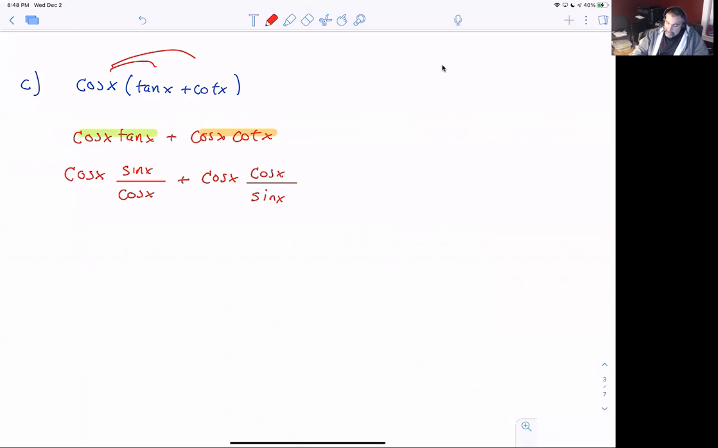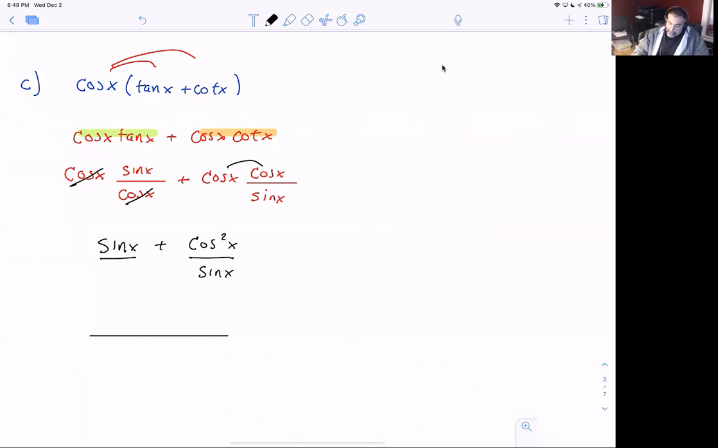Well, we're going to see some nice things starting to happen here. We're going to have a factor of cosine on the top and a cosine on the bottom. That's going to leave us with sine x as that first term. And now in the second term, cosine times cosine gives us our cosine squared, and it's all over sine x. From here, I'm going to think about adding these two fractions, so I want a common denominator for both of them.